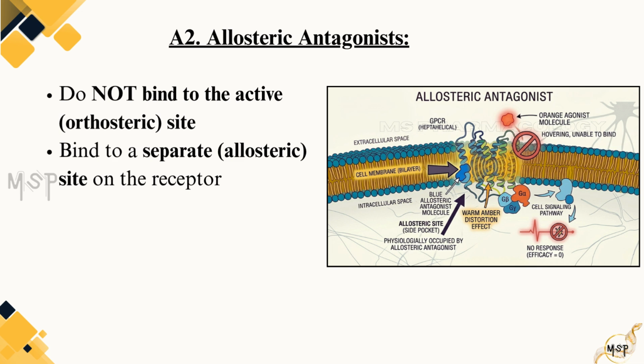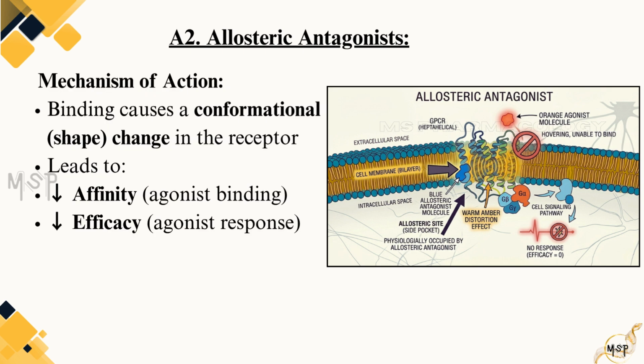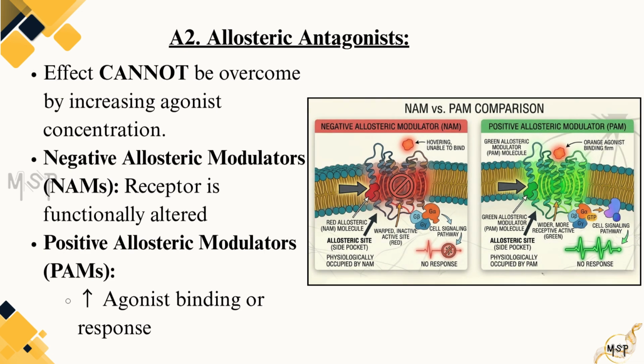Instead, these antagonists bind to a topographically distinct site, a location on the receptor that is physically separate from where the agonist binds. By occupying this allosteric site, the antagonist induces a conformational change, a shape change, in the receptor protein. This reduces the agonist's affinity or efficacy. Critically, increasing the agonist concentration does not overcome this blockade. The lock itself has been warped. These are also called negative allosteric modulators, NAMs.